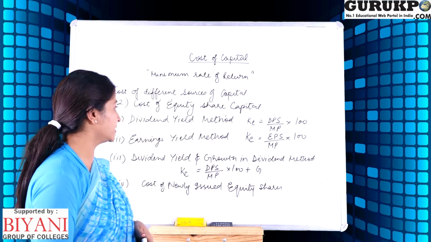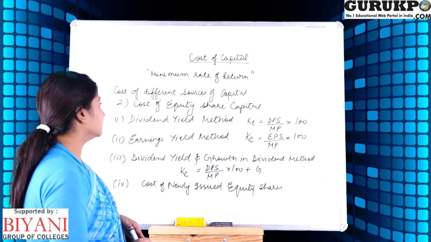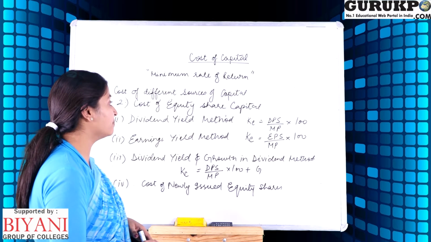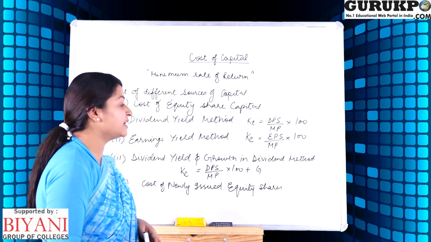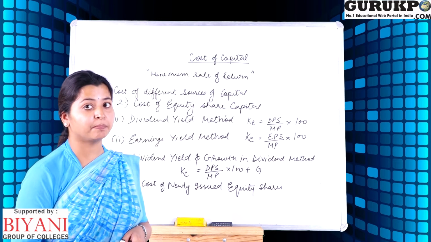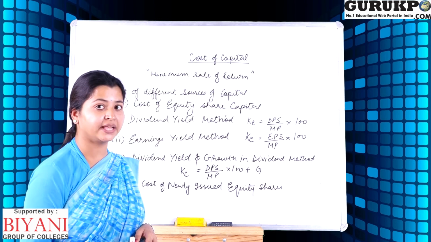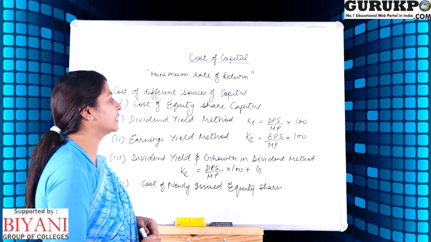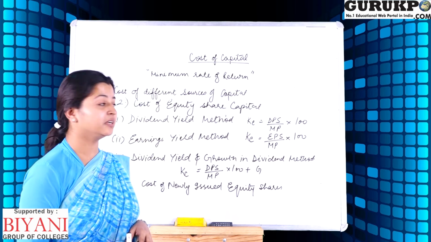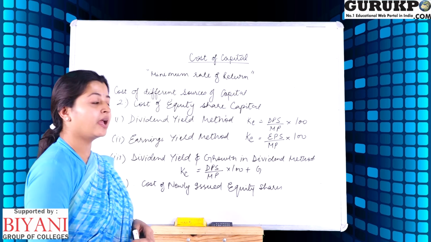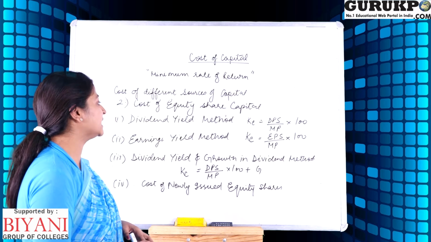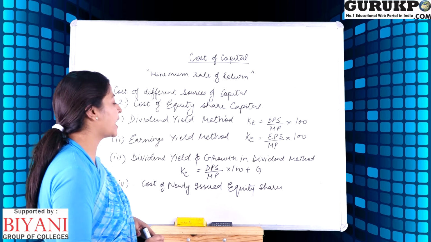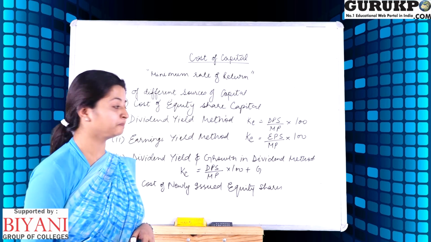The first method that we use in determining the cost of equity share capital is the dividend yield method. Its formula is DPS, dividend per share, divided by the market price, MP, into 100. In the earning yield method, the formula is earning per share divided by MP into 100. And the next is a combination of dividend yield and growth in dividend method. Its formula is DPS divided by MP plus growth.